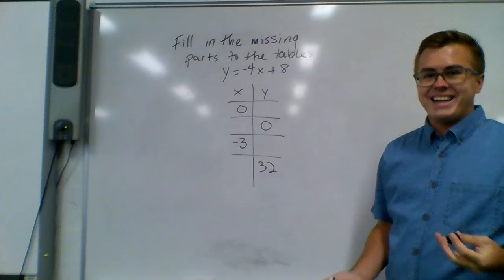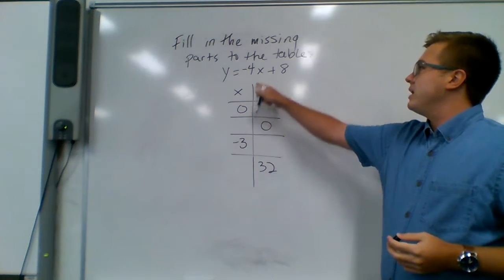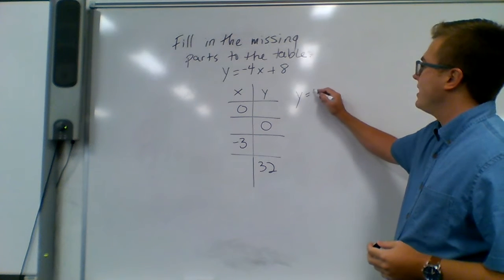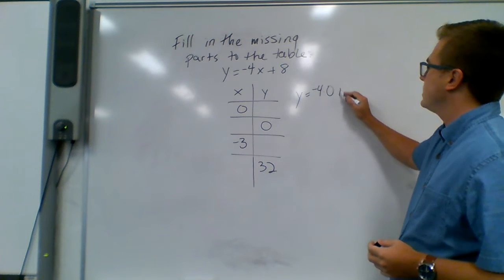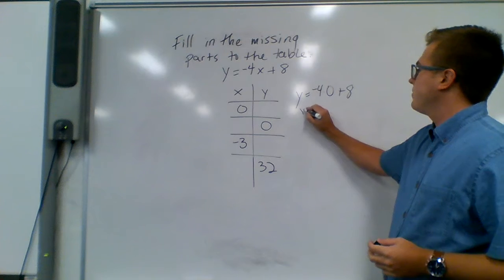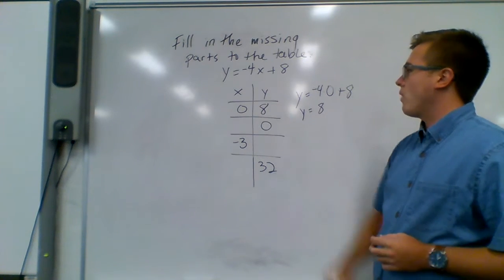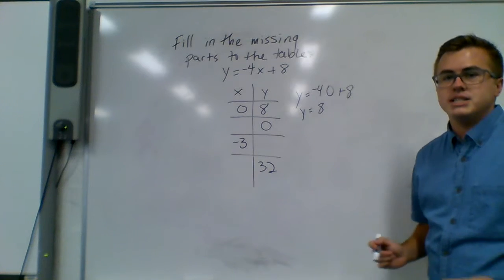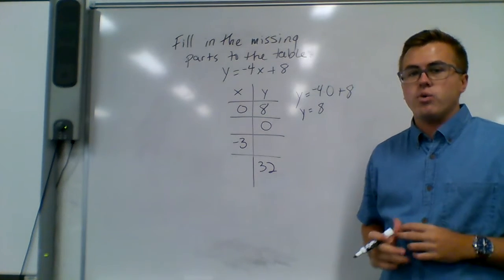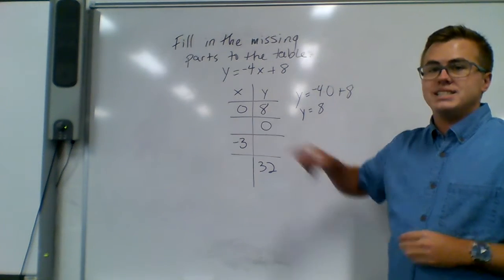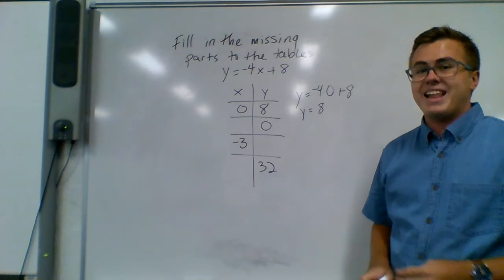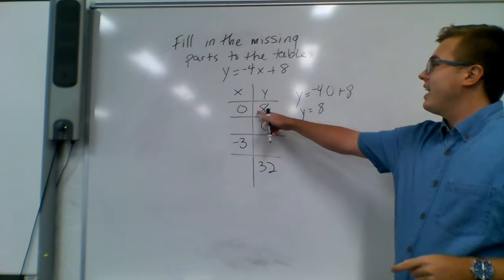So I'm just going to take this one at a time. I'm going to input 0 here, so y equals negative 4 times 0 plus 8. y equals 8. So my y value is 8. And you should already start to see some patterns that are forming with 0 because 0 is our friend. 0 does a lot of nice things for us.